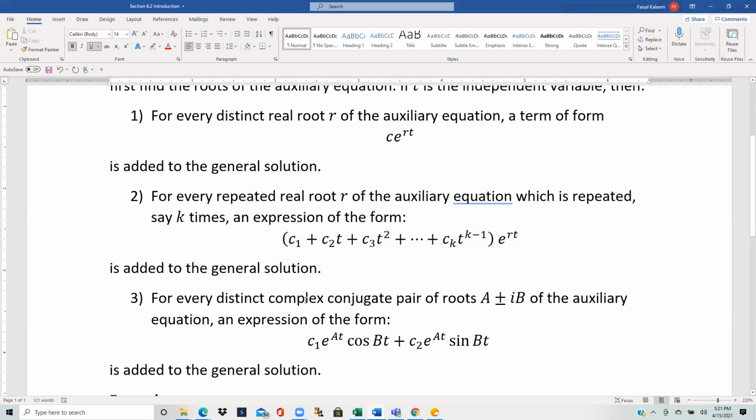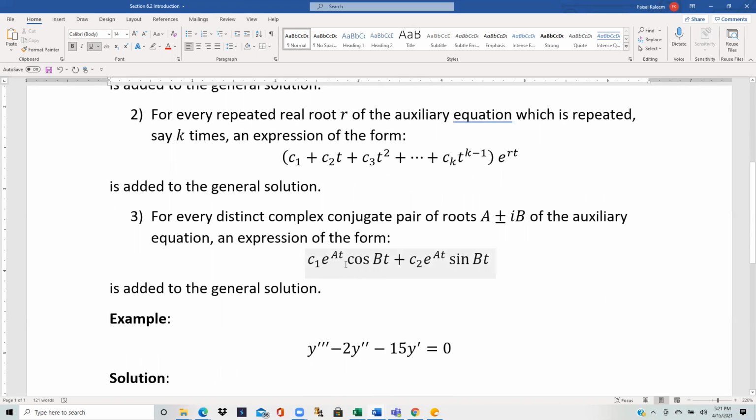And then similarly for every distinct complex conjugate pair of roots, a plus minus ib, of the auxiliary equation, we add on an expression of the form C1 e^(at) cos bt plus C2 e^(at) sin bt, and that's exactly what we had in the second order case also. In the second order case, if this happens, that's the only part of the solution, because only 2 roots are possible, and these two take care of it. But in a higher order equation, this could just be a part of the solution and not the full solution. But the idea is exactly the same.